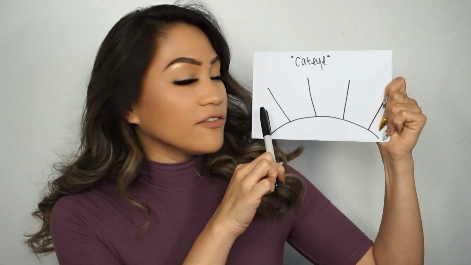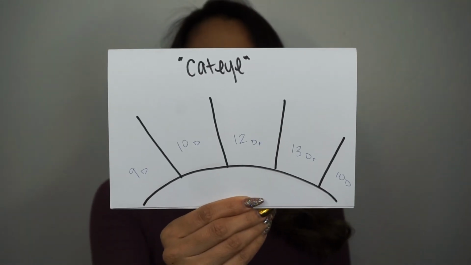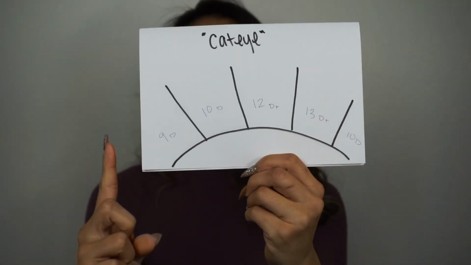Okay, so I have these sections here. I have 1, 2, 3, 4, 5 sections here, right? So she said she wanted it super dramatic, and we are going to do not wispy. Super dramatic, not wispy. So I'm gonna start mapping out my lengths here. Okay, so here I have a cat eye example map. I have the 5 different sections, 1, 2, 3, 4, 5, and we're gonna go over it.